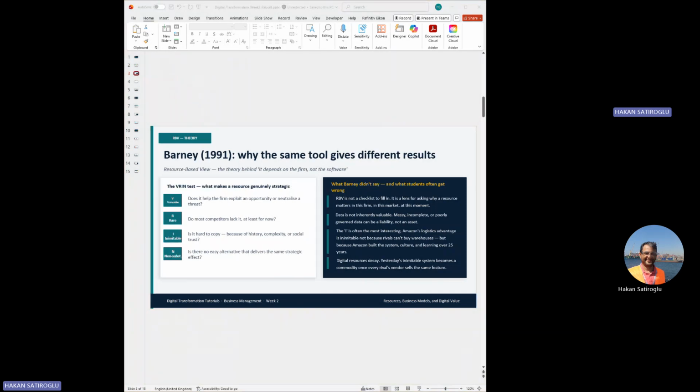This is the resource-based view. This slide is Barney explaining, using Barney's resource-based view, a really useful idea: the same digital tool doesn't create the same result in every company. So two firms can buy the exact same software or tools, but one gets a real advantage and the other gets very little out of it. That is because the value is not in the tool by itself.